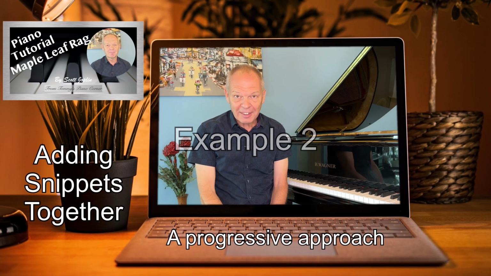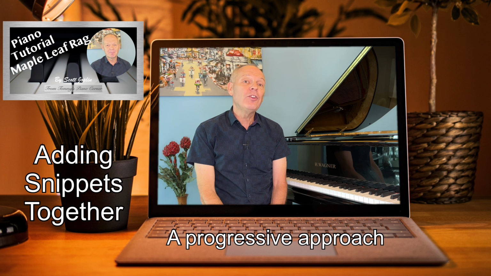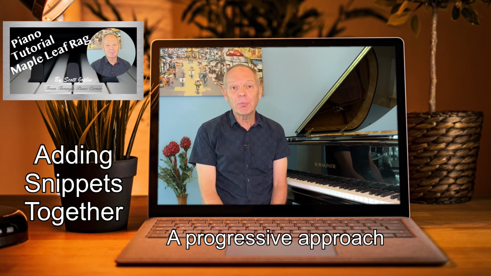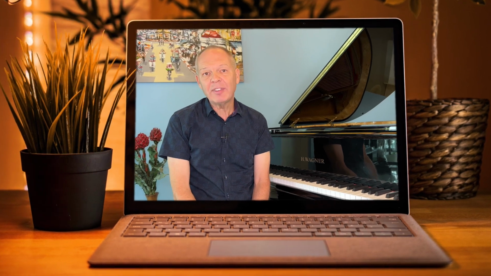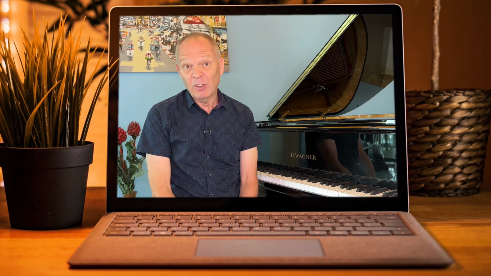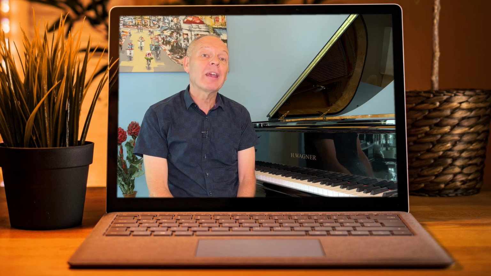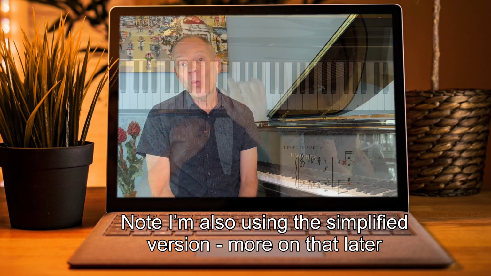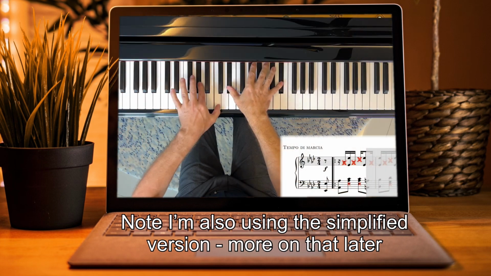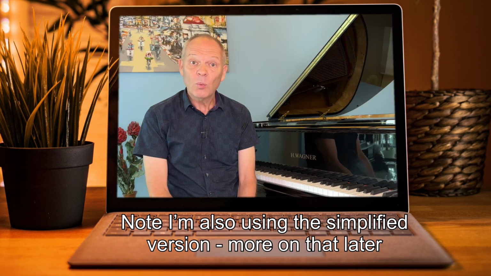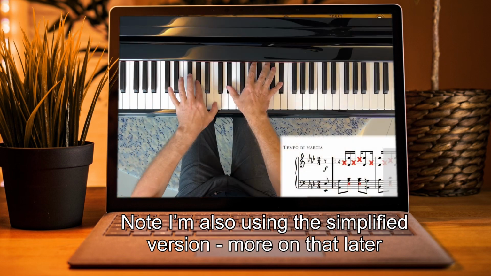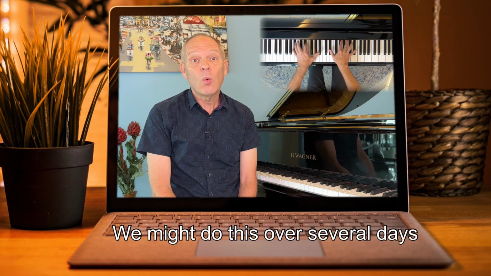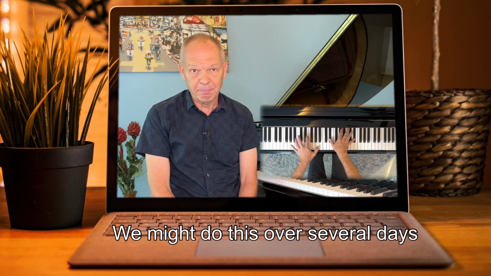If we still think this is likely to be a challenge, we can use what I call the add-on technique, which is where we start with a small number of notes and we progressively add notes to that. So here we could start with just the pickup and the first beat of the first measure. Then we can add another one. Then we can add another one. And we keep on doing this until we've got the entire snippet done.